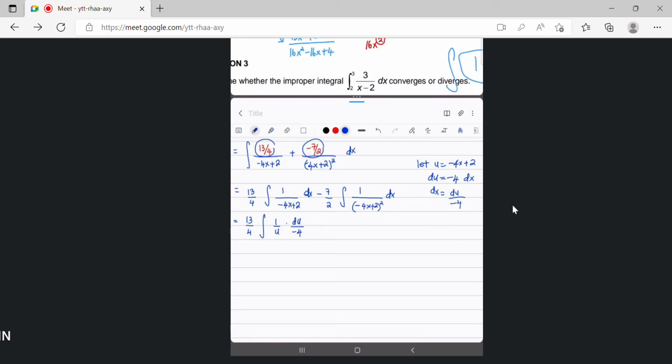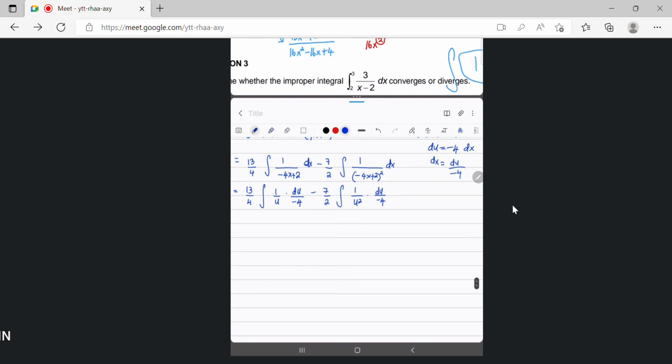So agak rugilah. Sebab just a very basic substitution. Okay. But then you terlepas pandang. Sangatlah rugi. Banyak markah dekat sini. So 1 over u squared du over negative 4. Okay.